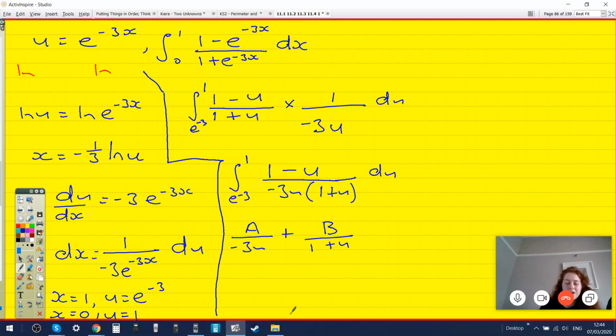Okay. So then that's just equal to 1 over u, that fraction. What, these two are all equal to something? The 1 minus u over minus 3u times by the 1 plus u. Yeah, so those are equal to that.